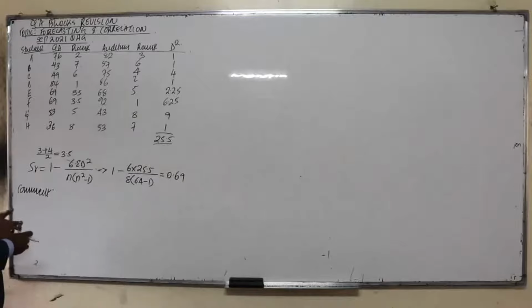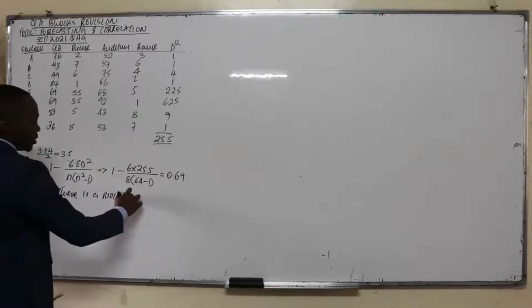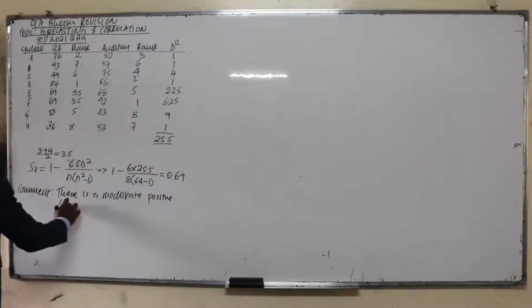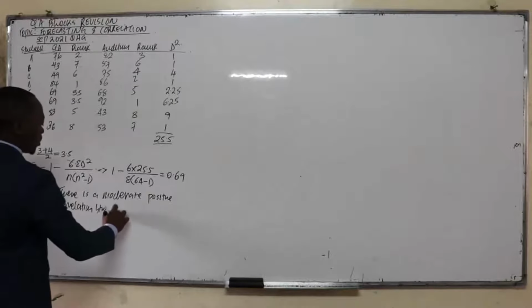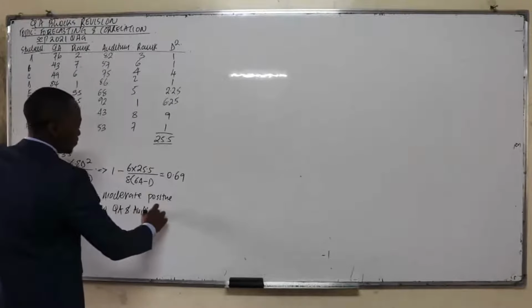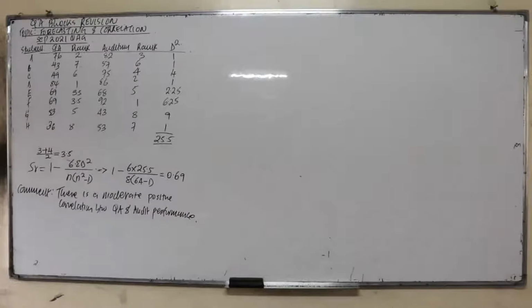So now let's comment. Interpret the results. So there is a moderate positive correlation between the QA and audit performance. You have the notes, so I want to remind you on how to interpret. Let's do another one.